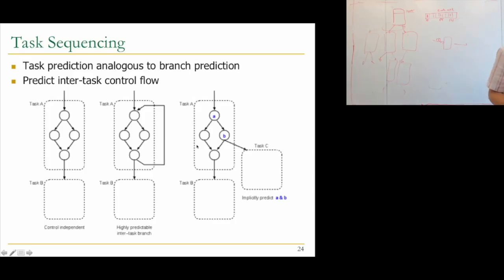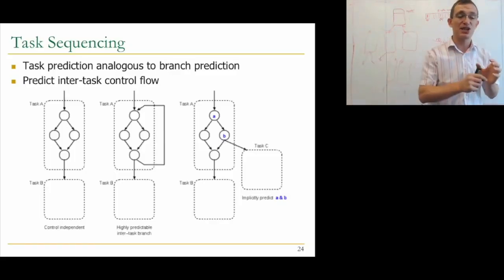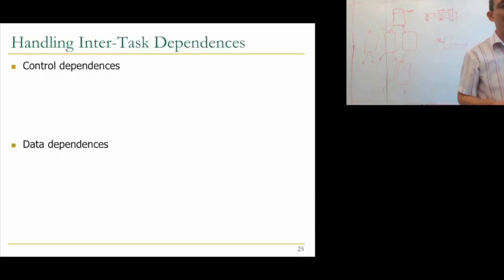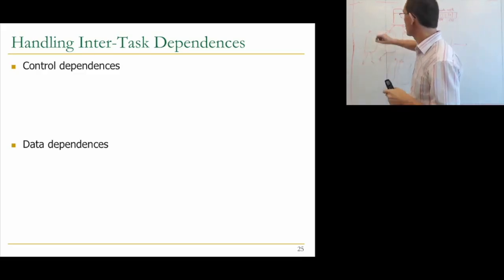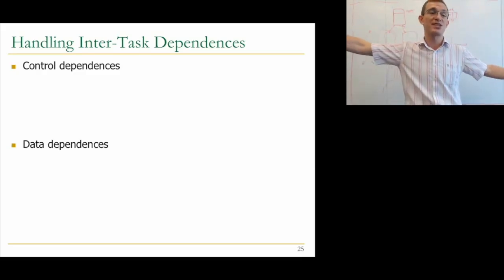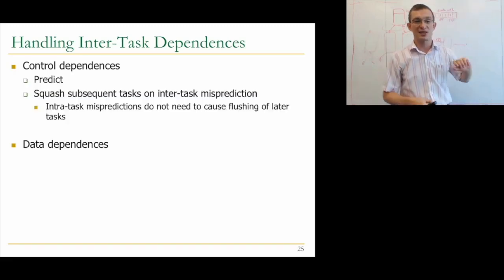This is very similar to branch prediction, but it needs to be done. And an important issue is, how does the compiler form the tasks such that the prediction accuracy is maximized, right? Okay. How do you handle inter-task dependencies? There are actually control dependencies and data dependencies across the tasks, because the paths actually come from a single sequential stream. Right? For control dependencies, basically we predict, as we discussed.